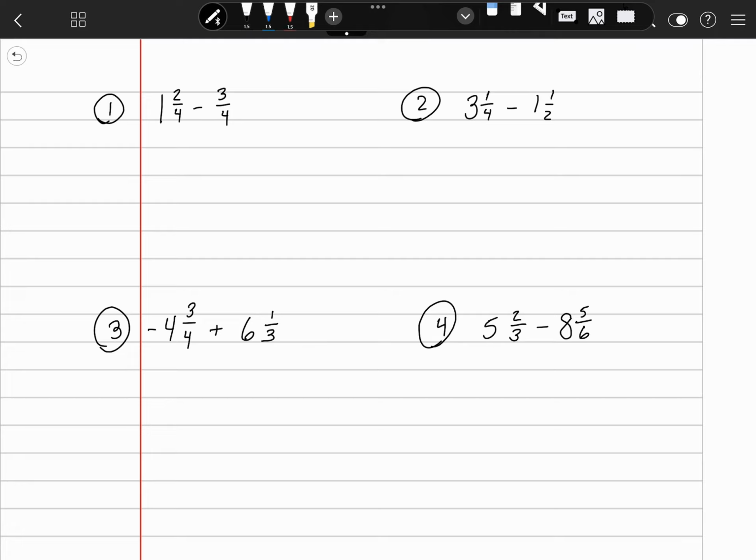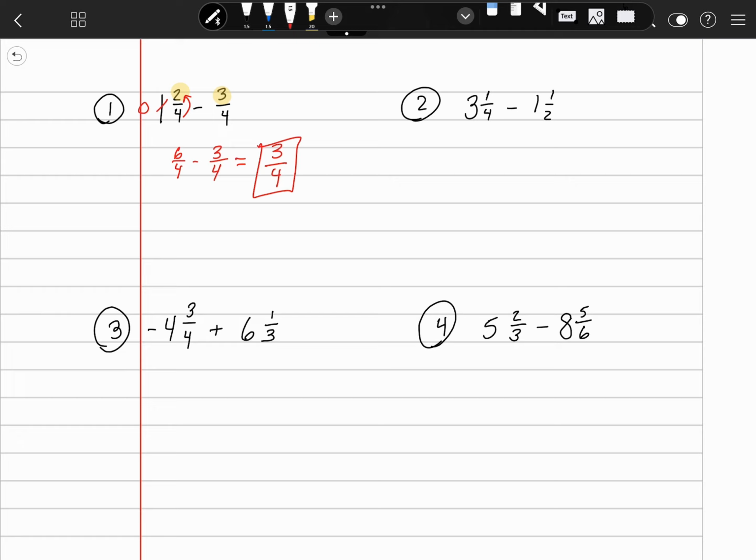But if you see here, when I look at the 2 and the 3, I cannot do 2 minus 3. So I need to borrow. Take 1 away from the 1, it becomes 0, and then add the bottom to the top. So I end up with 6/4 minus 3/4, which equals 6 minus 3 is 3/4, and that is my answer.